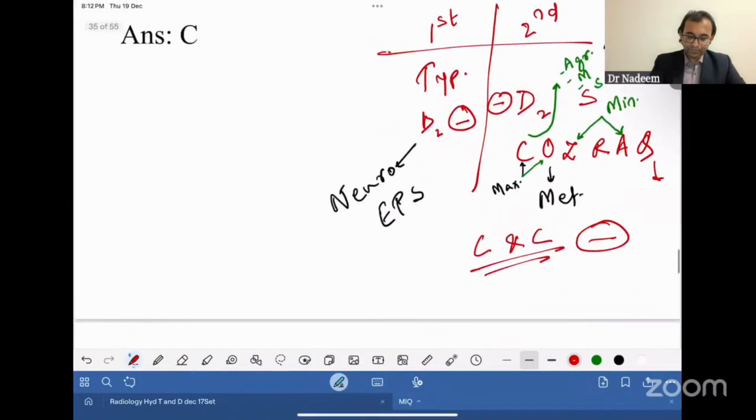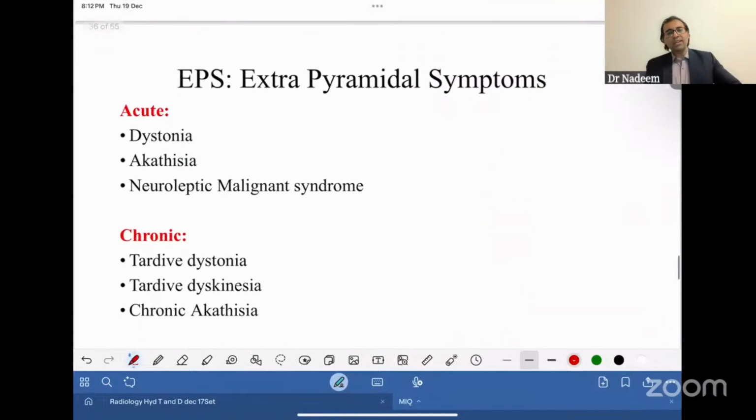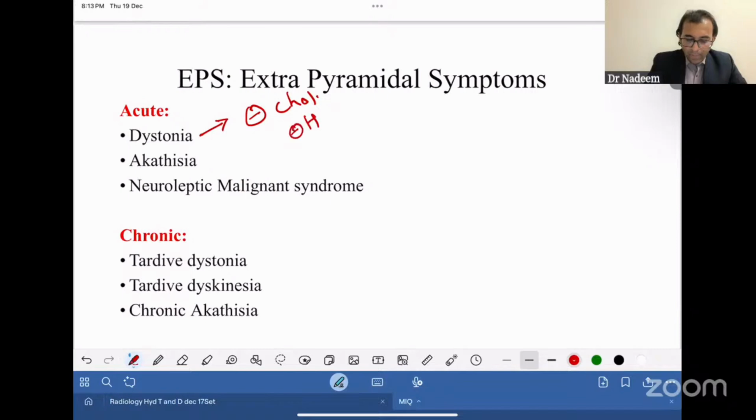Remember here, related to EPS, they are asking the question. Dystonia means what? Sudden muscle contraction. So how to manage this? We can give either an anticholinergic drug or an antihistaminic drug, right? Which one? Any example? Yes, please write down.